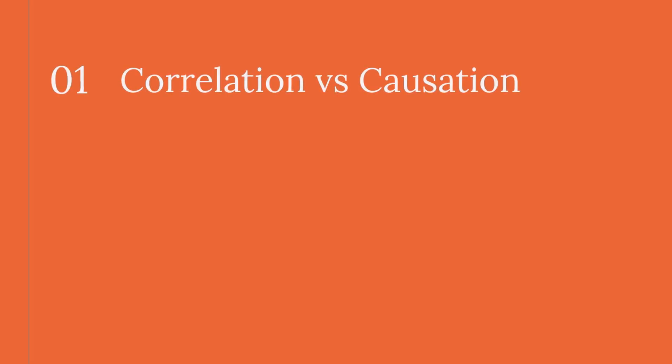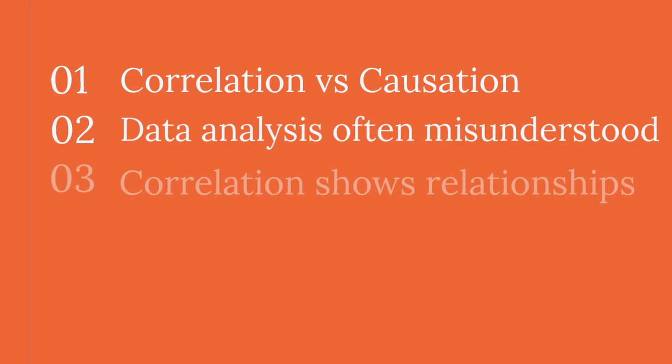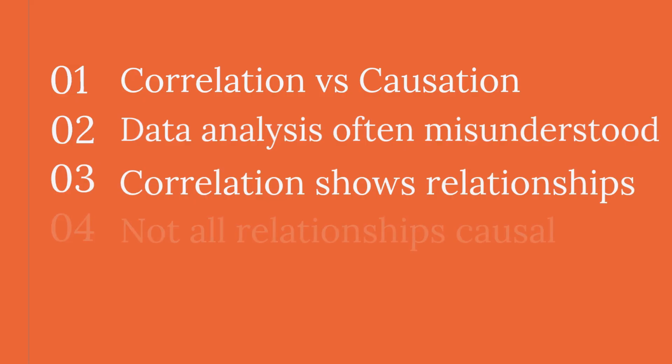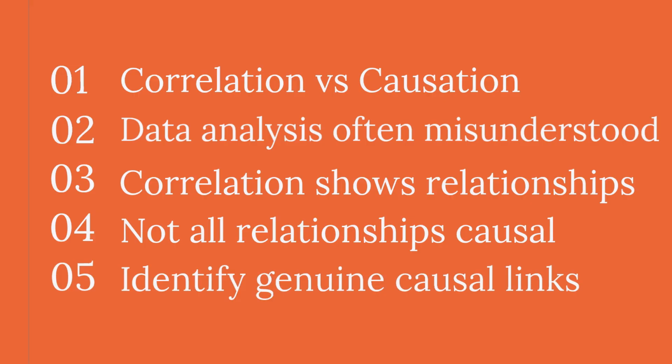Correlation and causation are often misunderstood in data analysis. Correlation indicates a relationship between variables, but not causality. It's crucial to distinguish between the two to avoid false conclusions. Proper analysis involves identifying genuine causal relationships. This understanding enhances the accuracy of data-driven decisions.